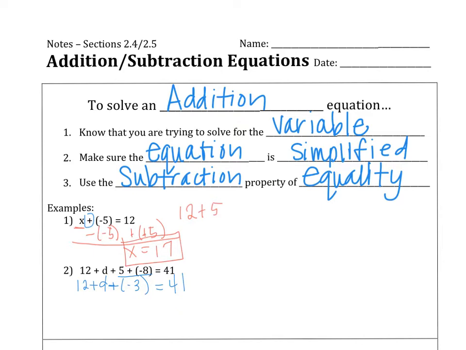So let's simplify even more, and we have d plus 12 plus -3 equals 41, which is d plus 9 equals 41. Subtract 9 from each side, and then we get d equals 32.